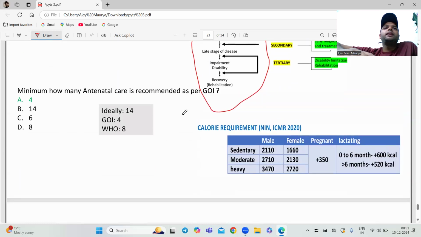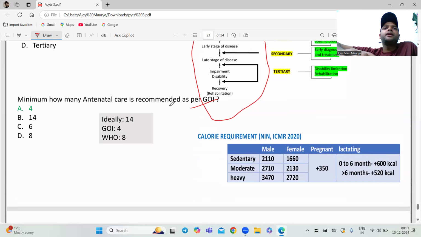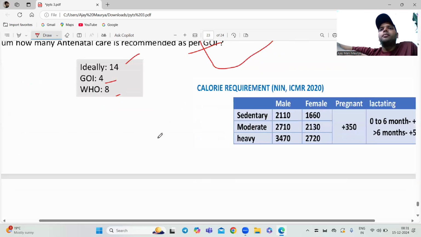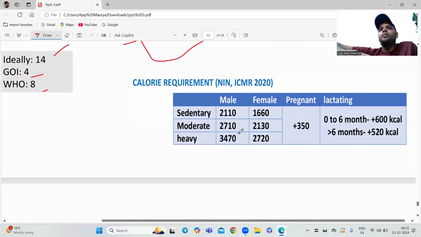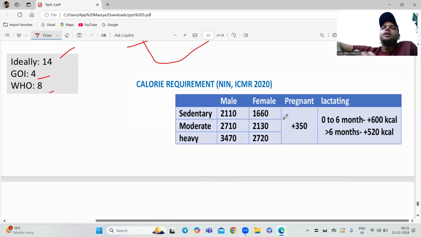Minimum of how many antenatal care visits as per Government of India? It is 4, ideally 14. WHO it is 8. Remember the calorie requirement. In pregnant women, they must add plus 350 kilocalories extra. In lactation, guys, 0 to 6 months, you have to add plus 600 calories. More than 6 months, it is 520.